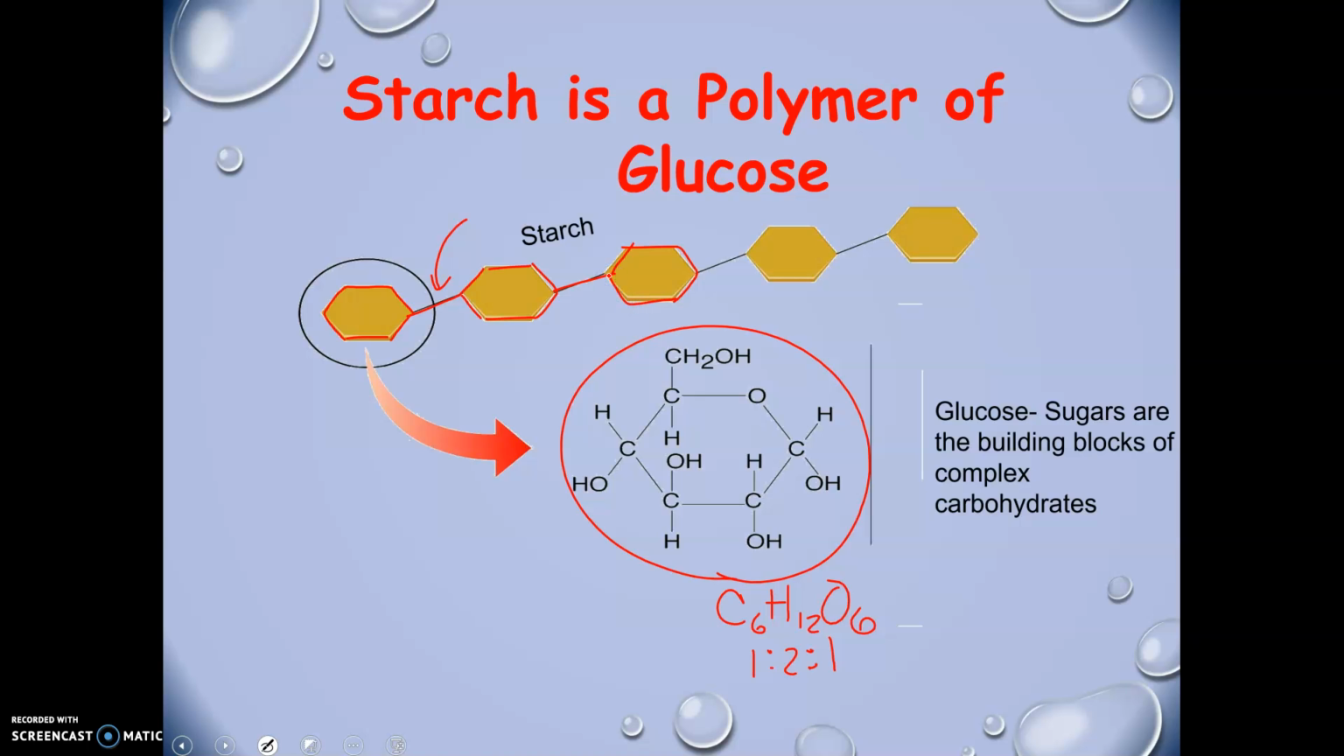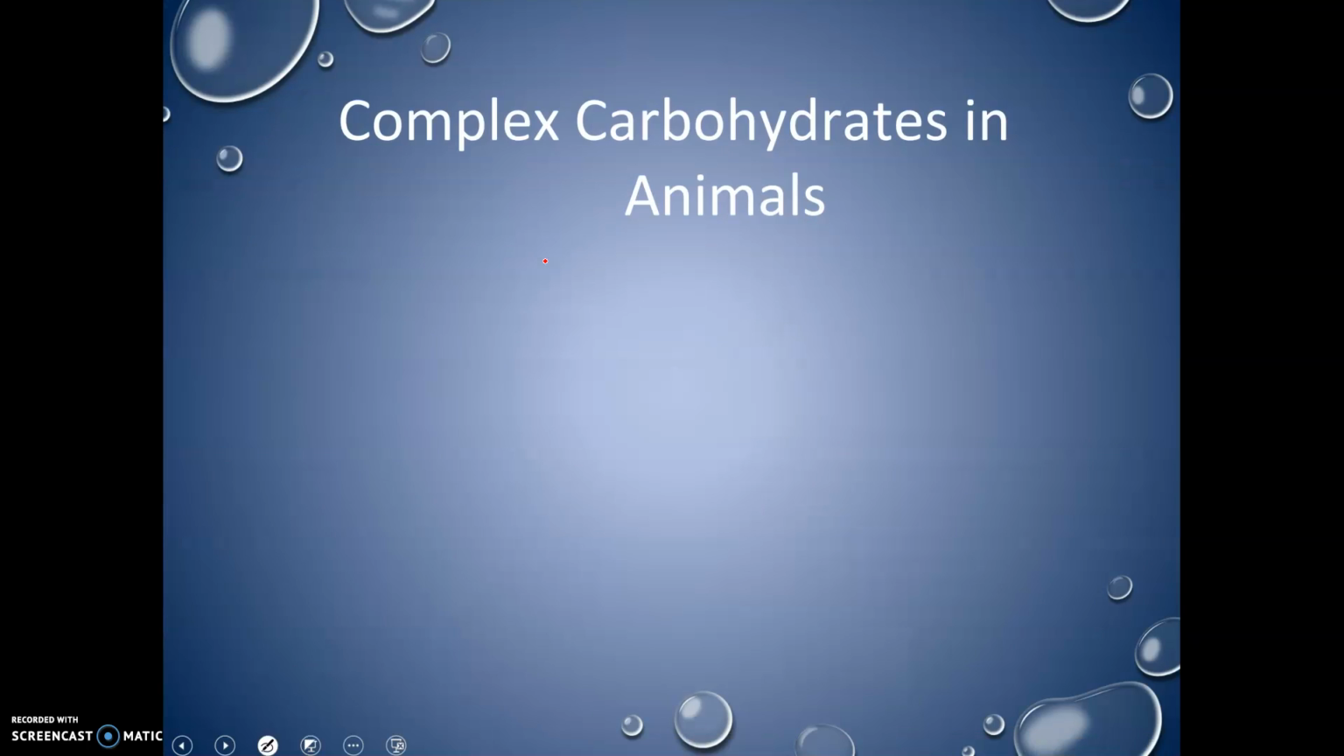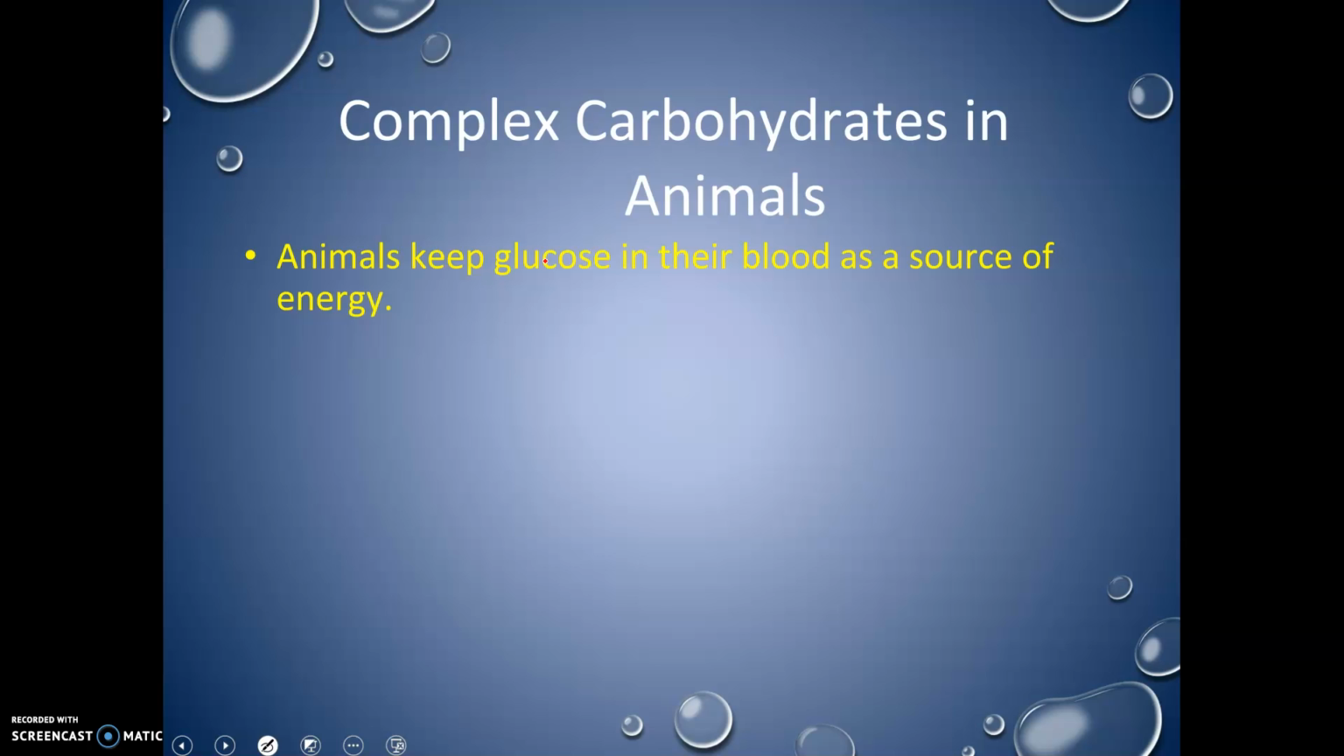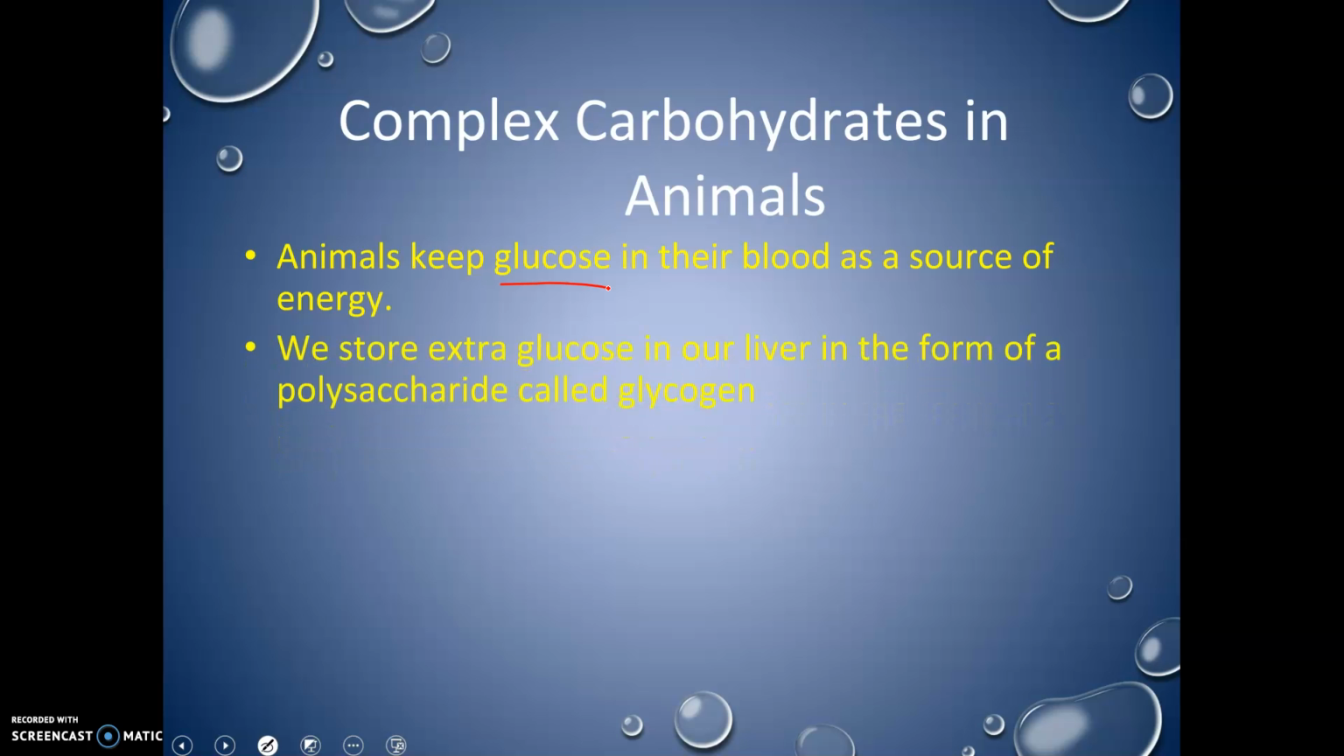So that's a complex carbohydrate, whereas glucose is a simple sugar or a simple carbohydrate. So what do we do in our bodies to store our glucose? Glucose we have floating around in our blood. This is what our cells use for what we call cell respiration to make ATP, energy. We use glucose. But if we eat more glucose than we need, what happens to it?